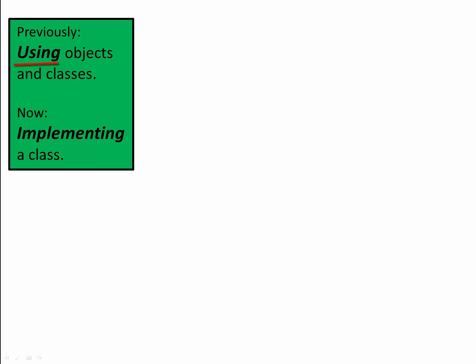You have been using objects and classes in your previous work in this course. Now you will learn how to implement a class, that is, how to write code inside a class definition. Before we talk about the inside of a class definition, let's quickly review the outside view of it that you have been using all along.